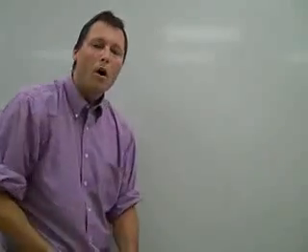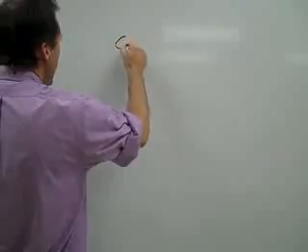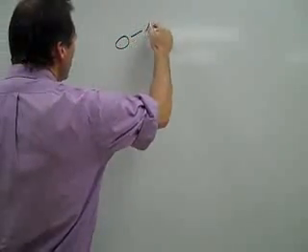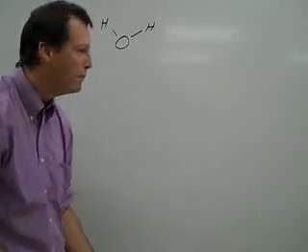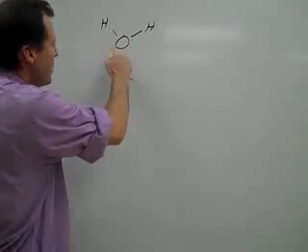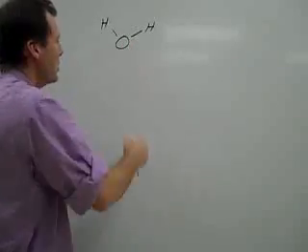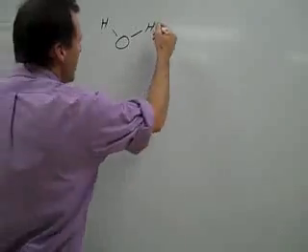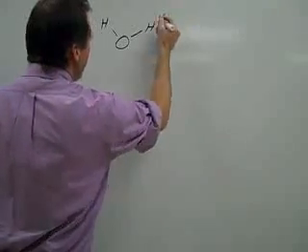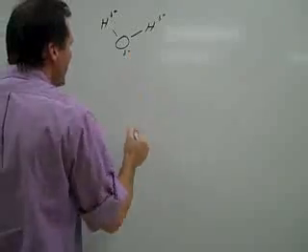So I'm going to redraw water in a different way. I'm going to draw water like this. Oxygen connected to 2 hydrogens. And oxygen is a bent molecule. So these hydrogens come off at an angle, about 105 degrees. They don't come off at 180 degrees. So that's what a water molecule looks like. And again, the hydrogens are slightly positive, and the oxygen is slightly negative.